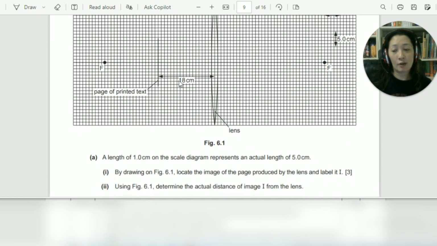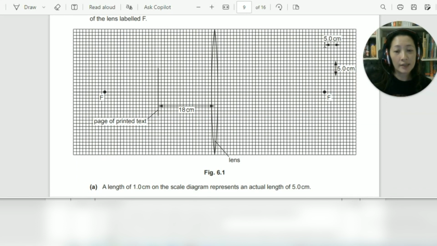They've also told us in the question here in A, a length of 1 cm on the scale diagram represents an actual length of 5 cm. If you have a printed version of this paper, you can measure the distance across 5 squares and you'll find it's exactly 1 cm. And that's what it means by this statement. If you measure in real life, it's 1 cm, but this represents an actual length of 5 cm. So every 1 cm is 5 cm.